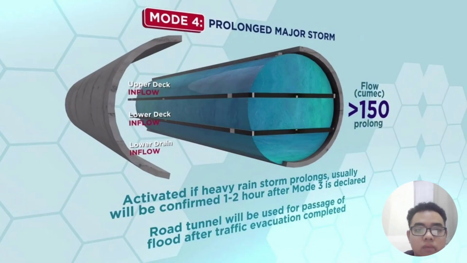When the heavy storm strikes the city, mode 4 will be activated. The upper two roads are closed to traffic and evacuated. Thus, the entire three sections of the smart tunnel are ready to carry floodwater.